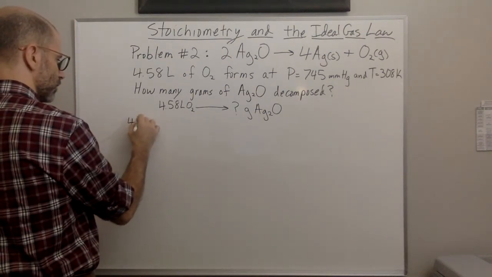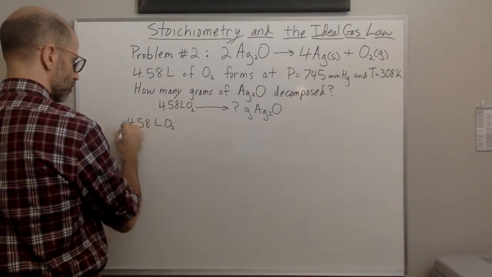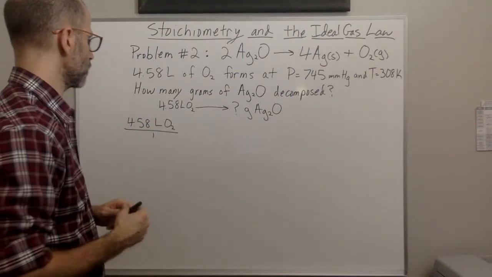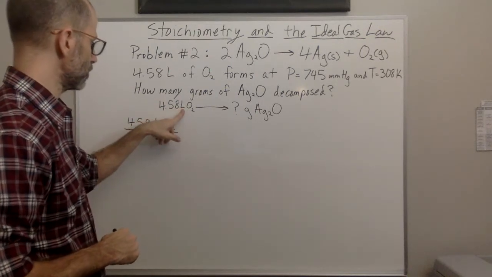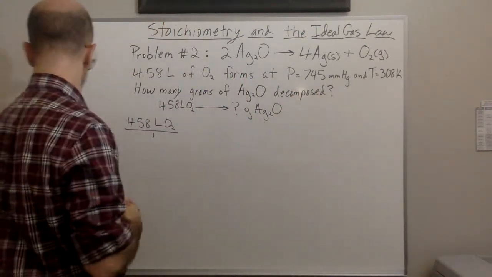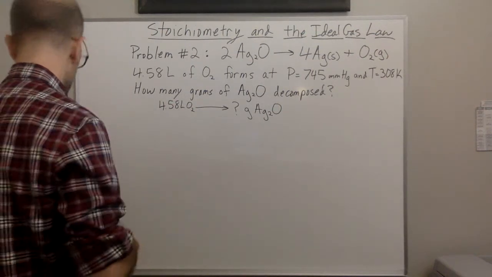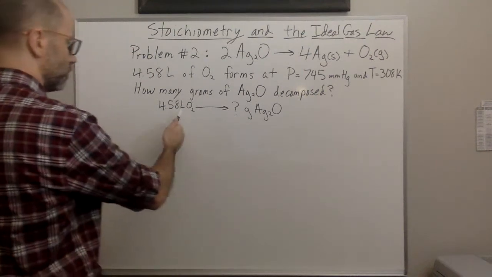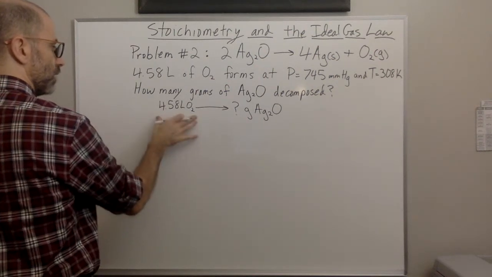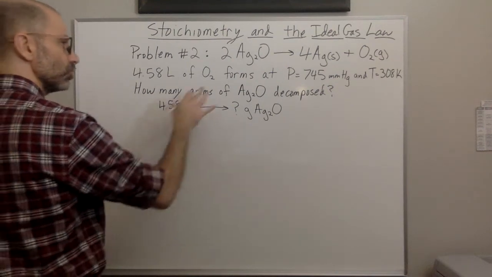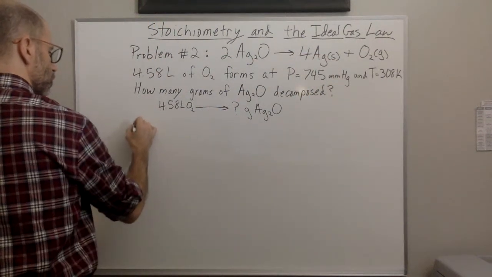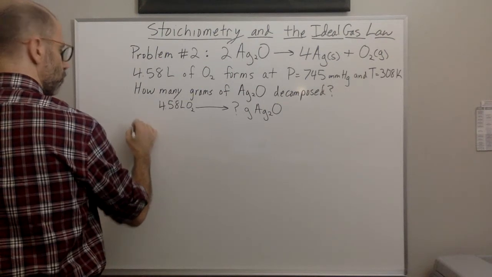So we have 4.58 liters of oxygen. We're going to put that over 1. Oxygen is a gas, so we can use the liters of the gas to combine with the pressure and the temperature to convert to moles. That's going to be important. So we're going to use our ideal gas law. If we can convert to moles using the ideal gas law, then we can use the mole to mole ratio in our balanced equation. So we're going to solve for moles.